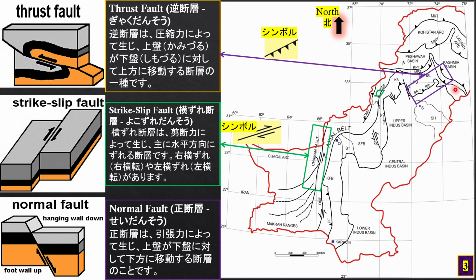Pakistan is mostly thrust faulted, which facilitates the strike-slip or transform faults, because it's the northwestern margin of the Indian plate where the convergence is very strong. So there is no normal fault, we only see strike-slip or thrust faults.